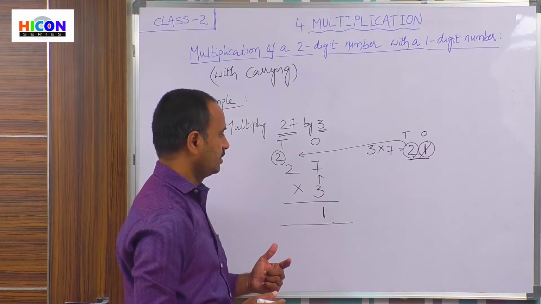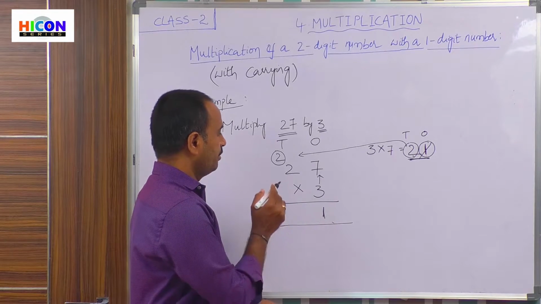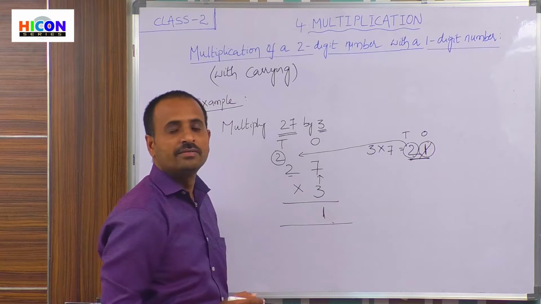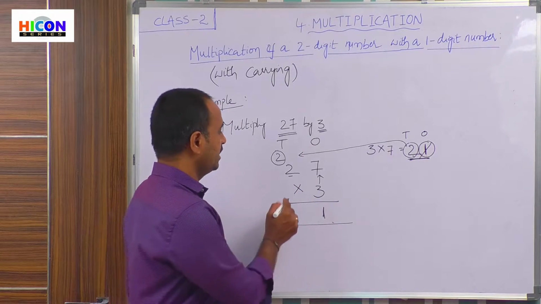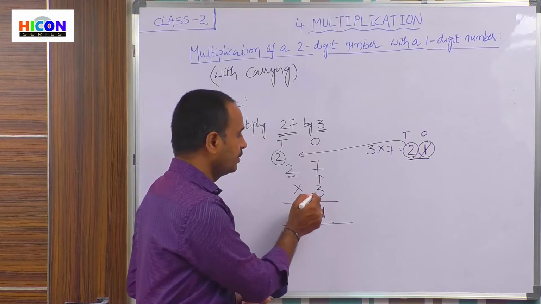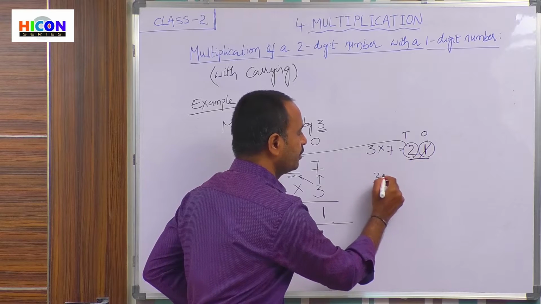Now start the multiplication with the tens place. Now multiply the digit present in the tens place with 3. Which digit is present in tens place here? 2 is present in tens place. So multiply this 2 with 3, that is 3 into 2.